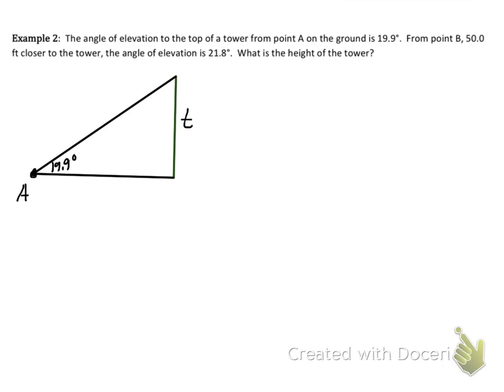Now if I move 50 feet in, 50 feet closer to the tower from point A, the angle of elevation is 21.8 degrees. So if I move 50 feet in, we have some point B that, when I stretch this out, reaches the top of the tower, and that has an elevation of 21.8.